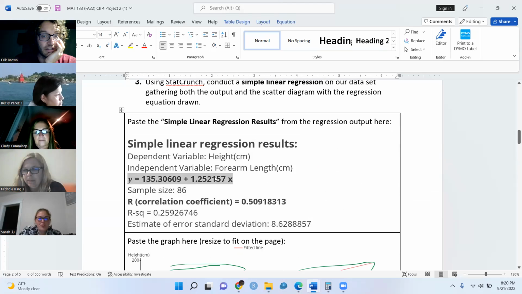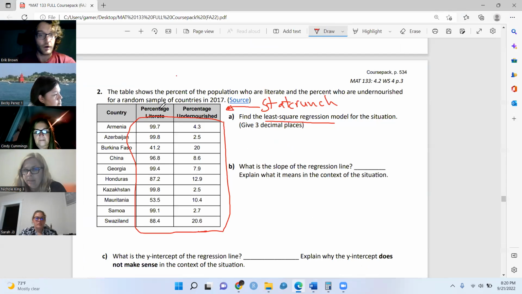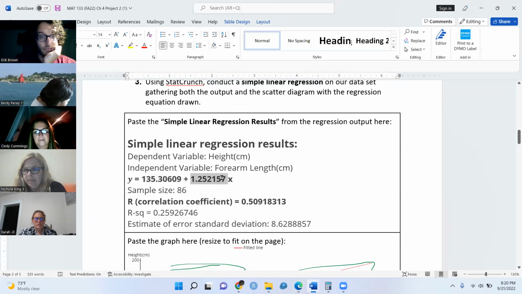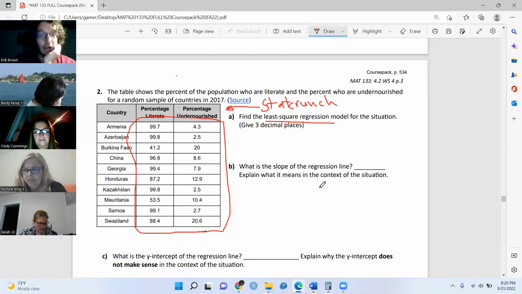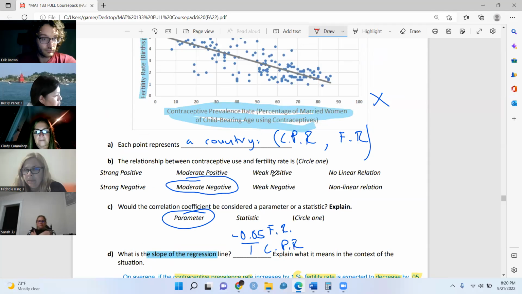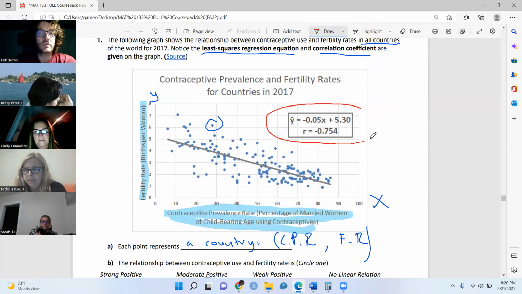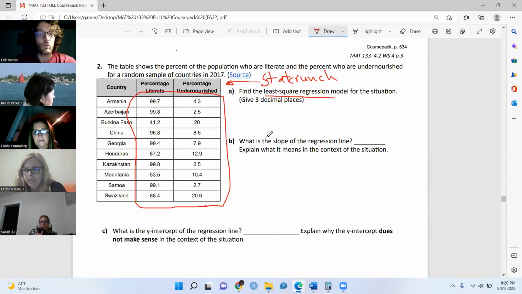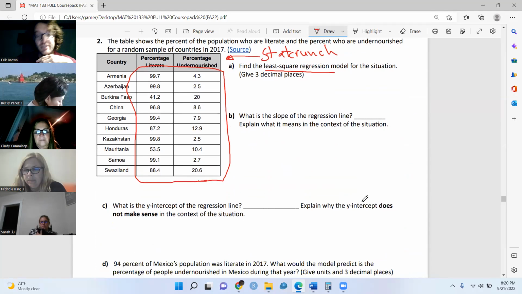And from there, the equation will be here based on how you label your var1 and var2. And then you'll get the slope, just like we picked it out from here. Here's the slope. Here's the y-intercept. In fact, this question 2 is the same question as this one. It's just that we handed you the stuff you needed to answer the questions. You have to find that least squares regression model in StatCrunch, and then find the slope and the y-intercept, and say why it doesn't make sense.